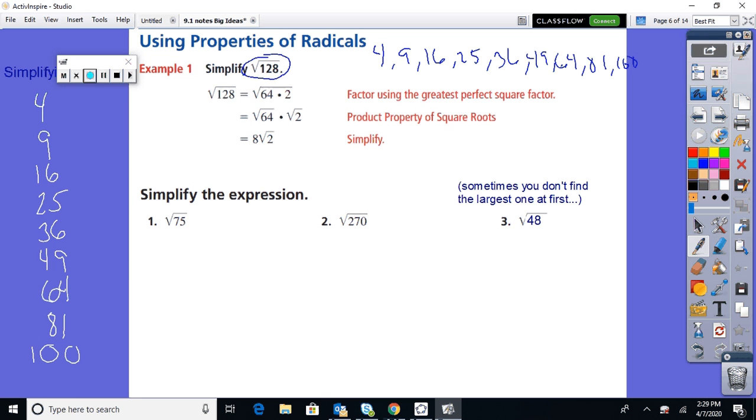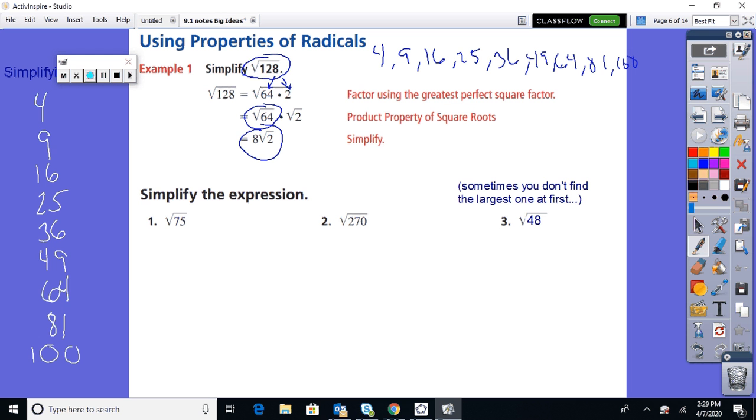So 128, we recognize that 64 goes into 128, so you break it up. Split 128 into 64 times 2. And the reason you do that is because 64 is a perfect square, so you can bring 8 outside of the radical. So then 8 roots of 2 would be your SAT answer, or your simplest form answer. So let's practice a couple of these down here below. You can pause the video if you want. I'm going to go ahead and do them, and you can see what you got.